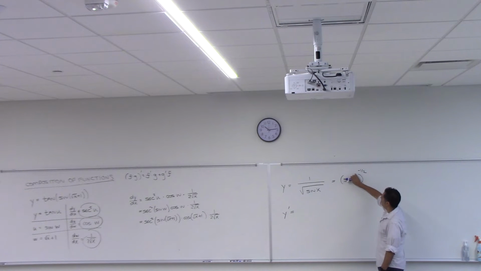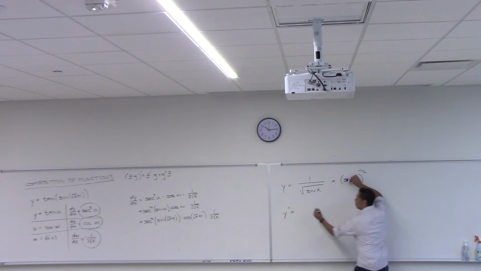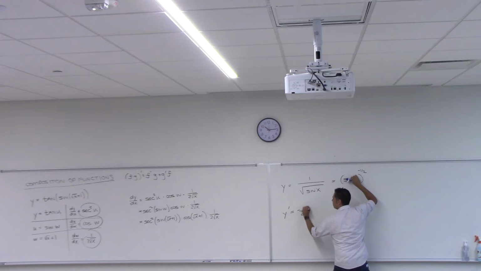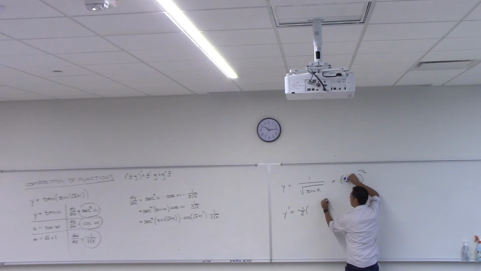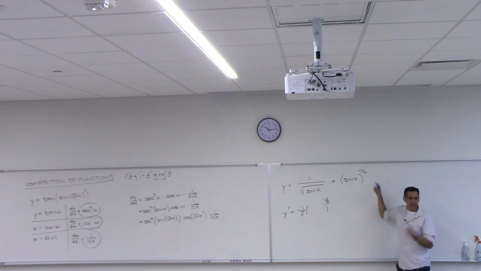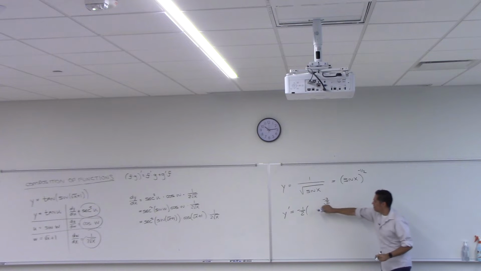What's the derivative of a clump of markers to the negative 1/2? Negative 1/2, the clump of markers, right, to the negative 3/2, because you're subtracting 1 from that power. That's the power rule, right? What's in here?